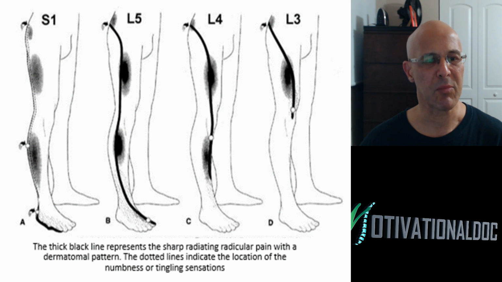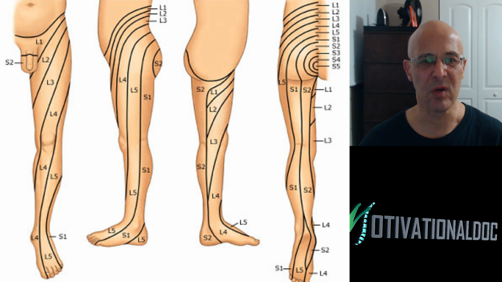That's that thick blackened line that represents a sharp radiating radicular pain with a dermatome pattern. The dotted lines indicate the location of the numbness or tingling sensations. So let me go ahead and show you this picture here. This is a little more precise.